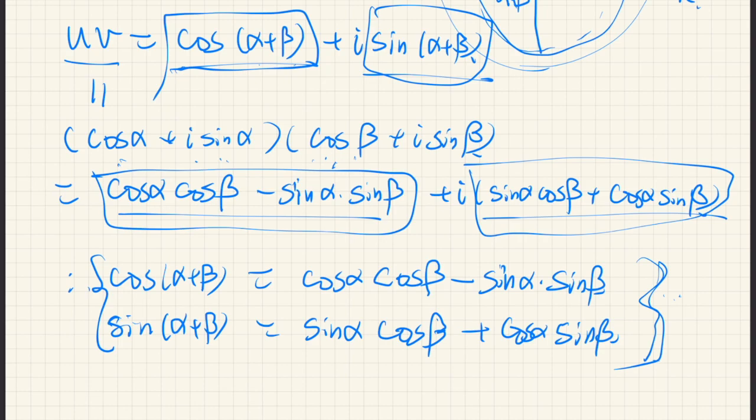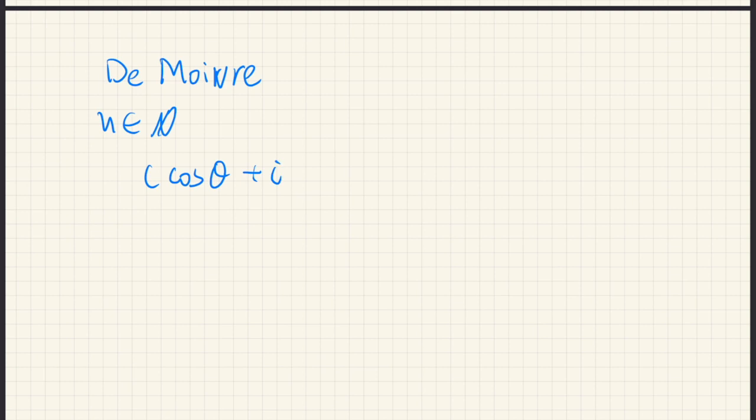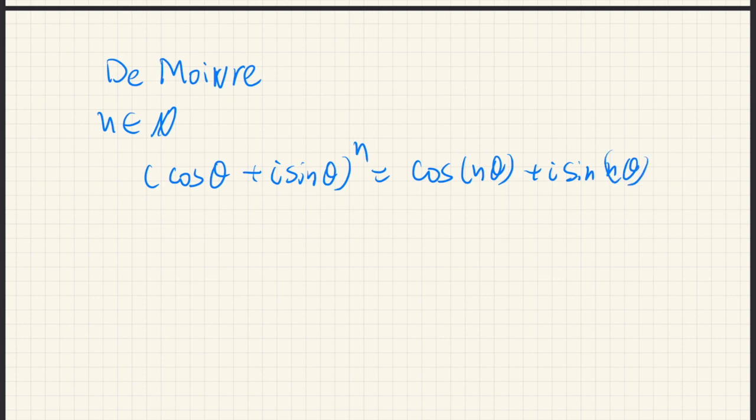Next, as an application of this formula, we prove the following theorem that's called de Moivre's formula. That is, for any natural number n, we have (cosine theta plus i sine theta) to the power of n equals cosine n theta plus i sine n theta. Okay, maybe you can see the meaning of this immediately.